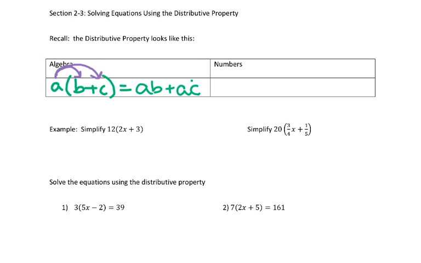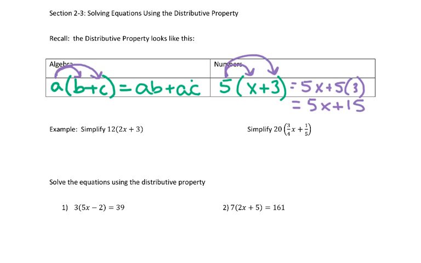What that looks like with numbers involved, here's an example. We could have 5 times the quantity x plus 3. We are going to distribute the 5 to the x, so it would be 5x. And then we're going to distribute the 5 to the 3, and I would have 5 times 3. After that, I'm going to simplify: 5x plus 15.